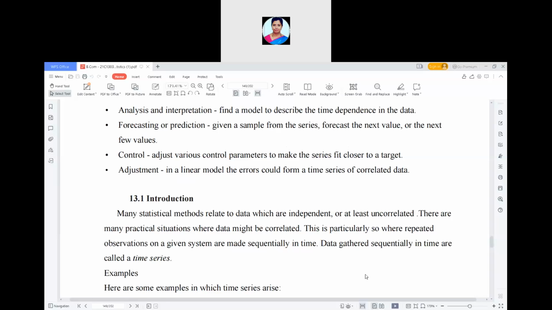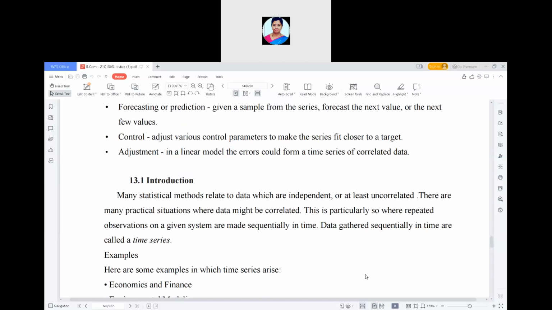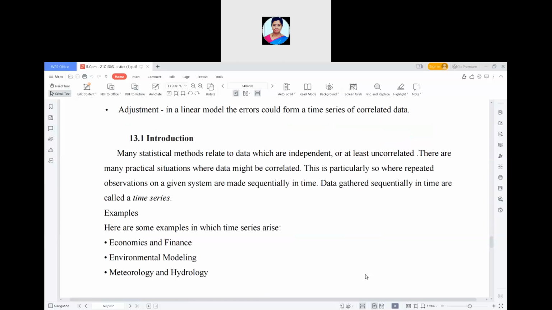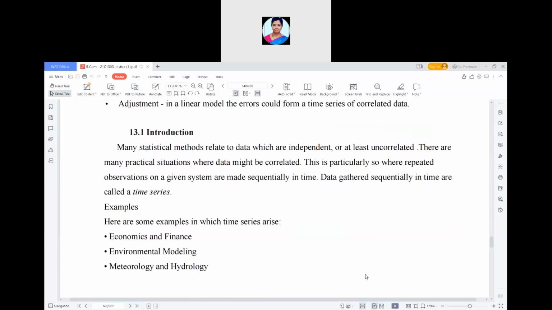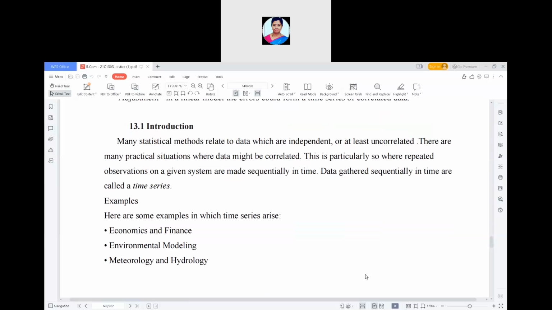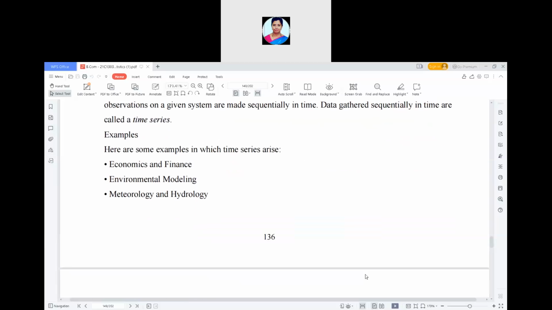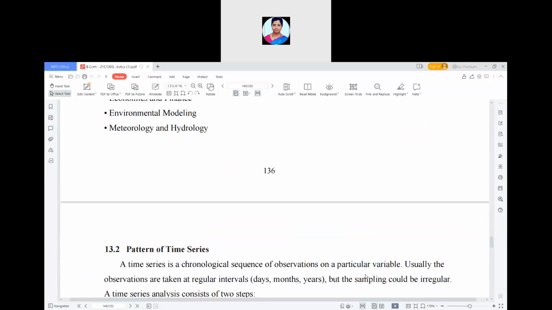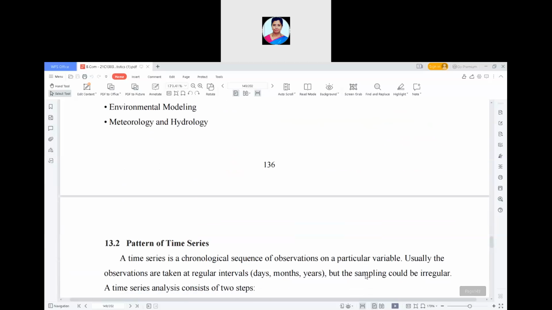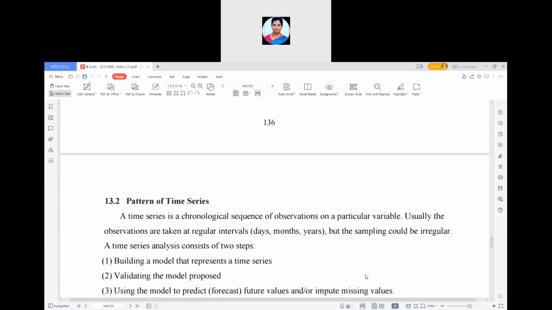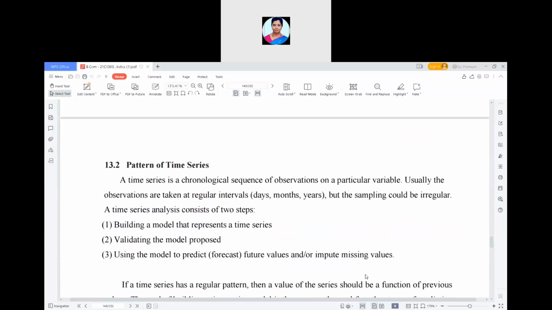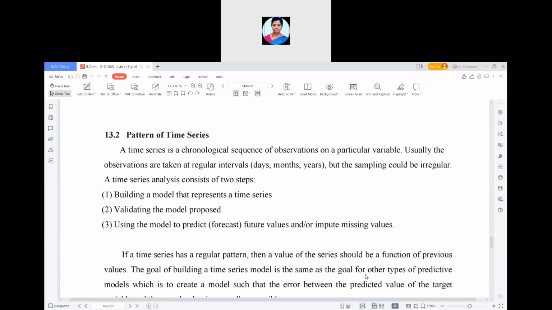So here we are going to give some examples for this time series. This is economics and finance, obviously, and environmental modeling, metallurgy, and hydrology. So these are some basic examples for this time series. And the next one is pattern of time series. Under this topic, we are going to see what the patterns of the time series are.